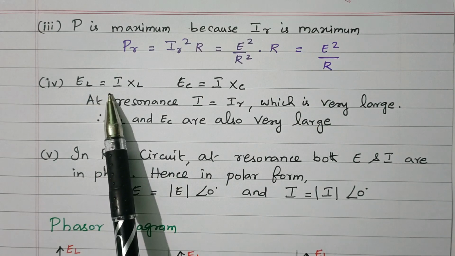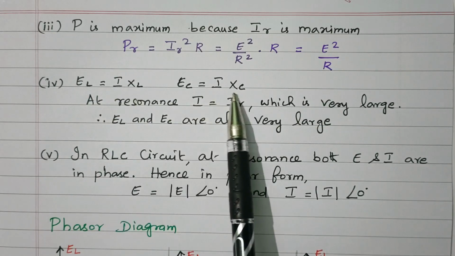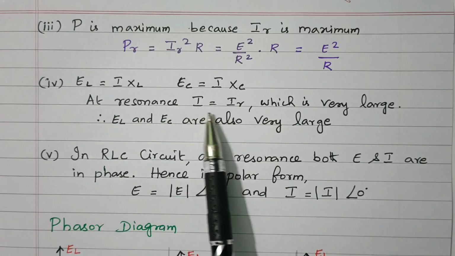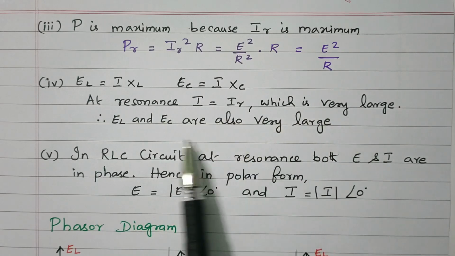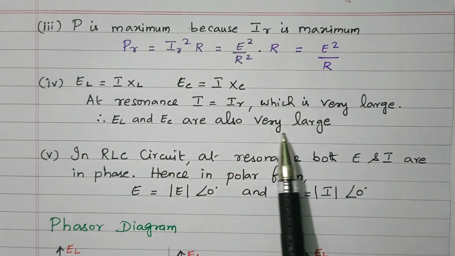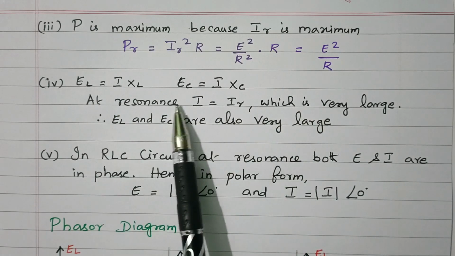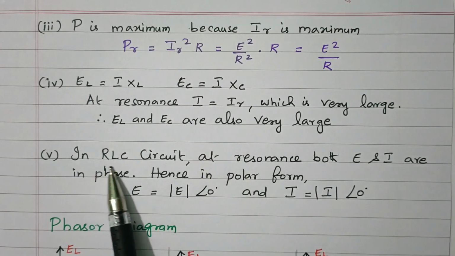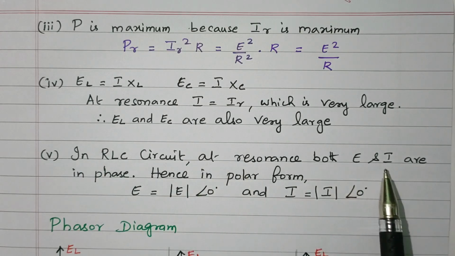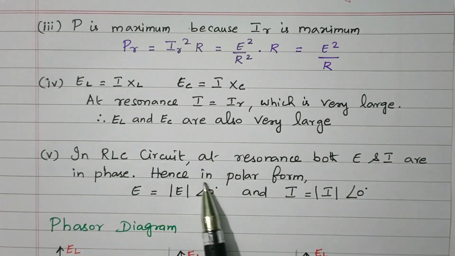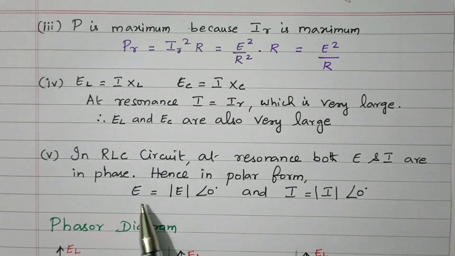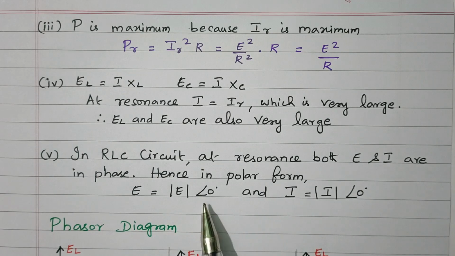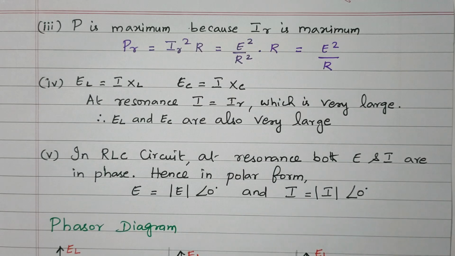The fourth one is EL equal to I into XL, EC equal to I into XC. So at resonance, I equal to IR, which is very large. Therefore, EL and EC are also very large. The voltage across the inductor and the voltage across the capacitor are also very large, because I is large. In an RLC circuit at resonance, both E and I are in phase. Hence, in polar form, it can be written as E equal to magnitude of E angle 0 and current I equal to magnitude of I angle 0. So these are the observations at Fr, the resonant frequency.